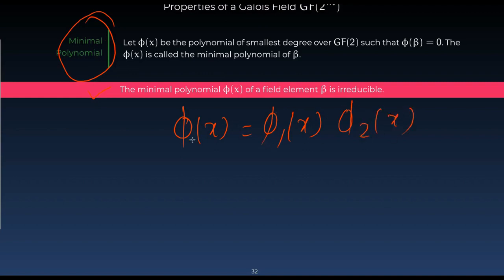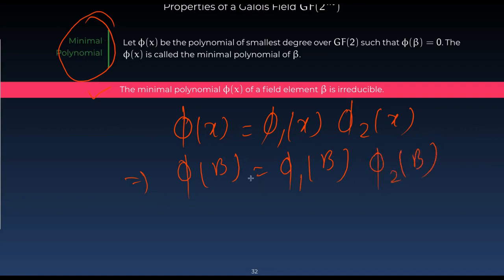And if we put beta here, then we will have phi of beta equal to phi 1 of beta times phi 2 of beta, but phi of beta is equal to 0. So it means that this is equal to 0. What does that imply? That either this one is equal to 0 or this one is equal to 0. Either phi 1 beta is 0 or phi 2 beta is 0. Then phi x cannot be the minimal polynomial, because the minimal polynomial has to be the smallest degree polynomial over GF2, right? So that is going to be a contradiction here.